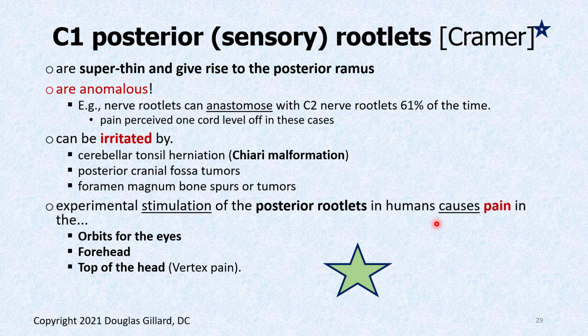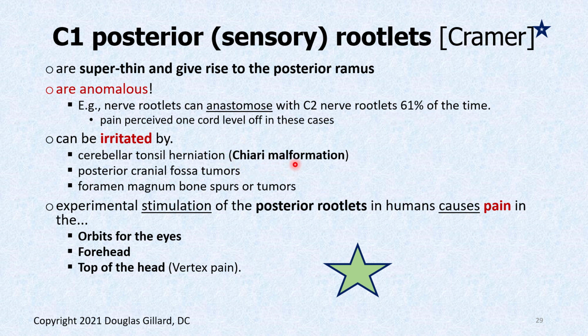Good. What else do we want to say? Again, the posterior sensory roots can be really anomalous. In fact, they're super thin. We're talking about the rootlets. So those are the ones that come right off the spinal cord level, right? The rootlets coalesce into a posterior root, which coalesces into a spinal nerve. So they're very anomalous. And they can anastomose with C2, which is weird, right? Usually they go to form their own thing, but some of the nerve roots actually connect to the C2 nerve roots about 61% of the time, which is very strange.